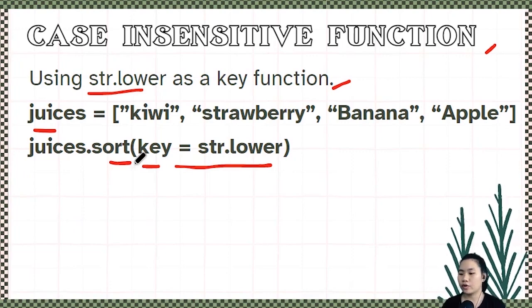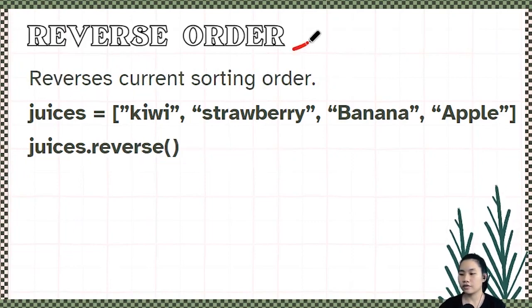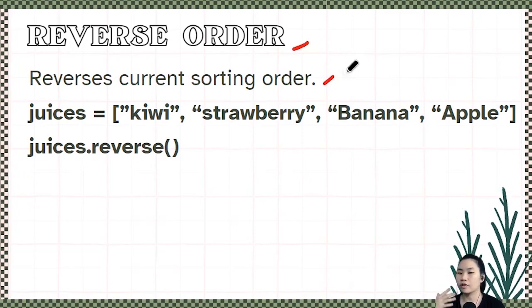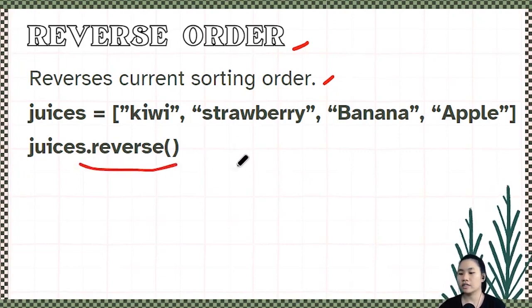So if you're up to guessing what this will return, I suggest that you keep your guess in your mind and you see whether or not you're correct later. Last but not least, reverse order, as simple as anything that we've seen before. It just simply reverses the occurring sort in order. So whatever order that you have going on, it simply reverses all of that. And you can do that with dot reverse and parentheses. No need for any extra stuff.